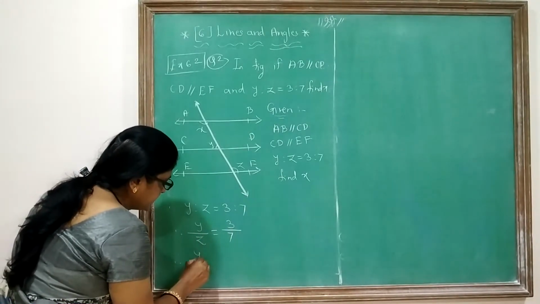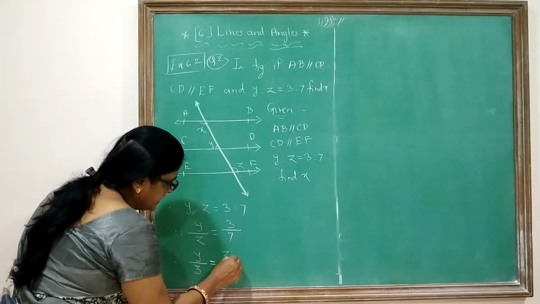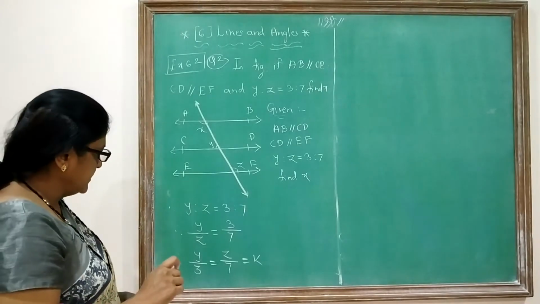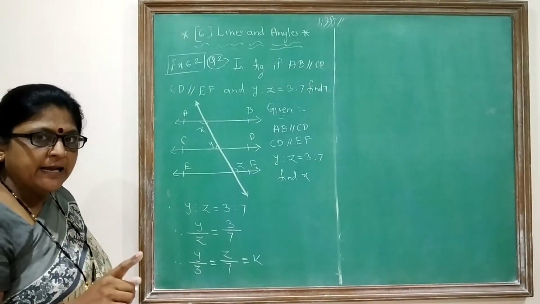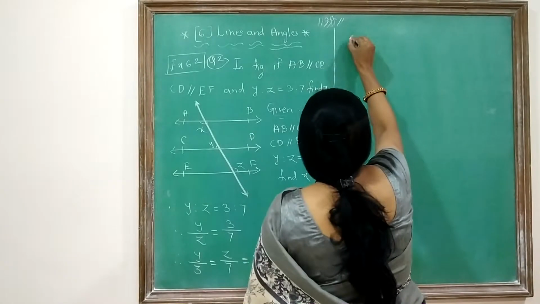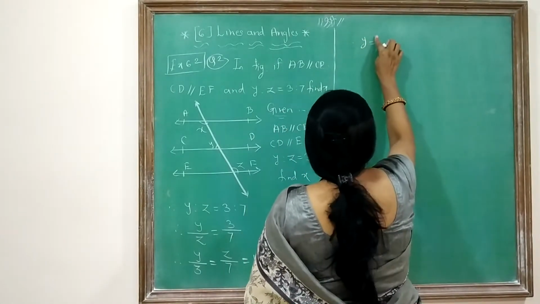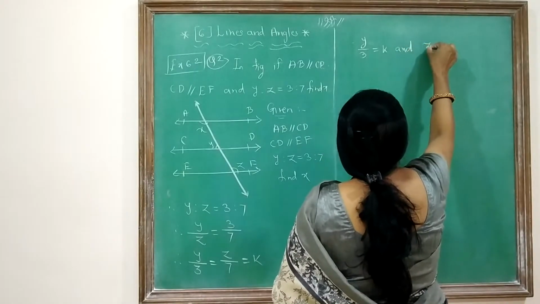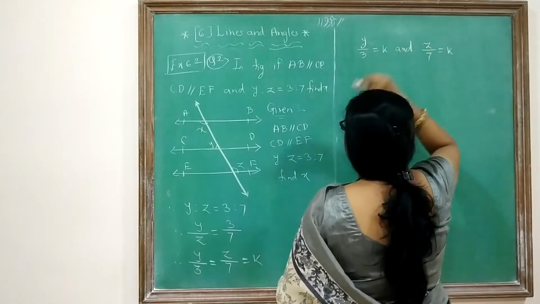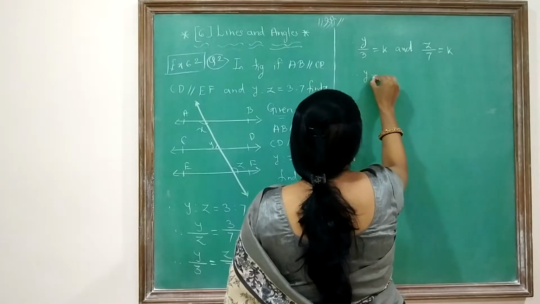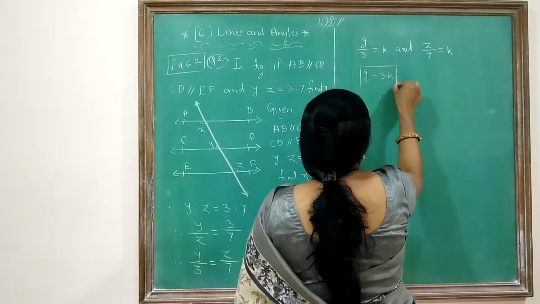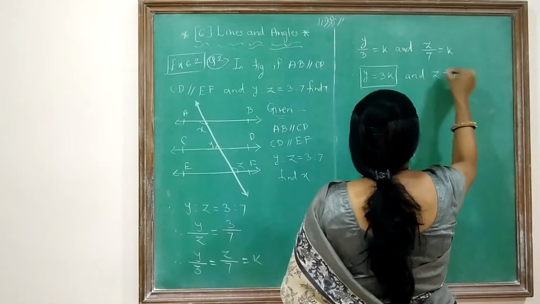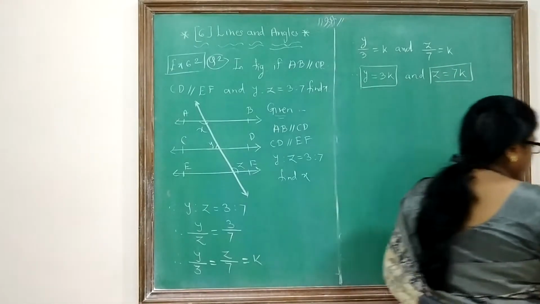The next step is Y by 3 equal to Z by 7 equal to K. Means you will get the two values, that is Y and Z. Here Y by 3 equal to K and Z by 7 equal to K. That is Y equal to 3K and Z equal to 7K. These are the two values.